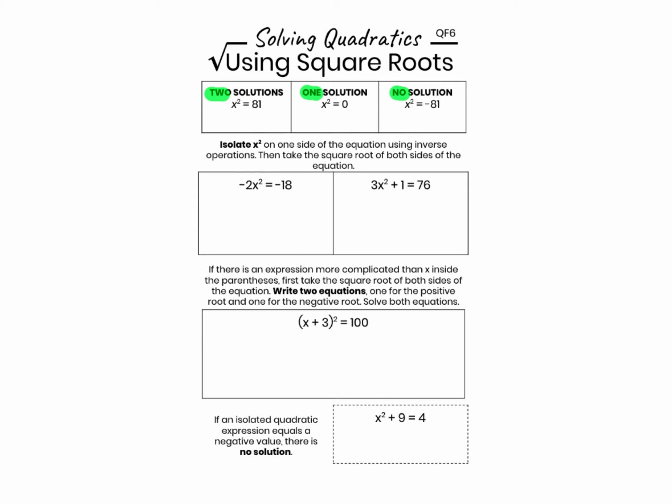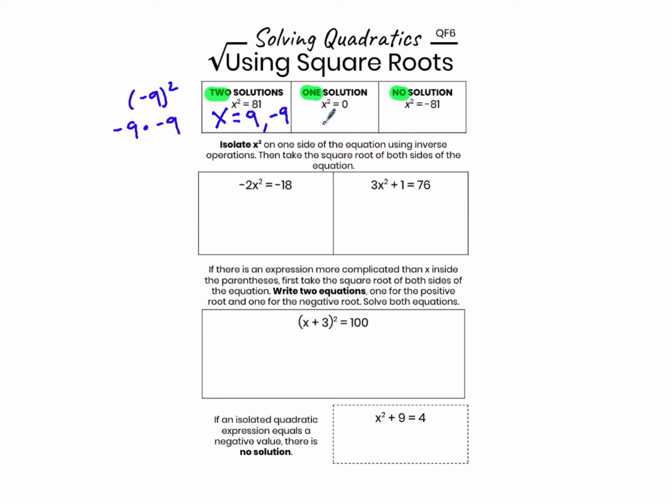X squared equals 81 is an example of a quadratic equation with two solutions, meaning two values of x that make the equation true. One solution is x equals 9. 9 squared is 9 times 9, which equals 81. However, there's a second solution to this equation. The second value of x that makes this equation true is negative 9. Negative 9 squared is negative 9 times negative 9, and negative 9 times negative 9 is 81. Negative 9 and 9 are both solutions to this equation because they both make the equation true.